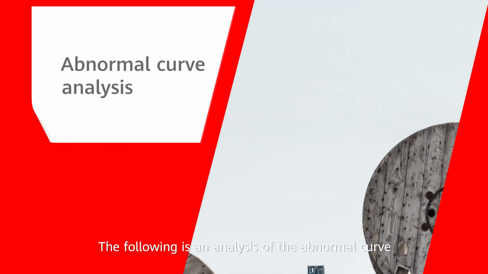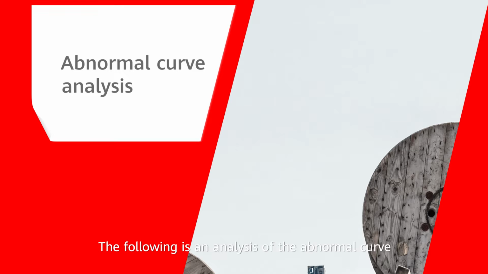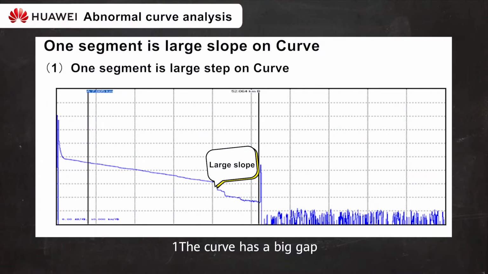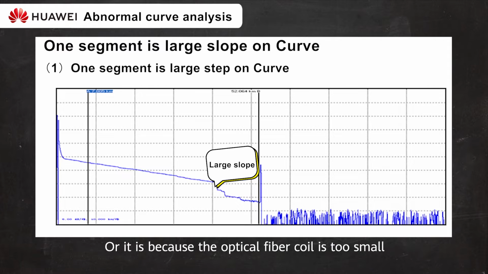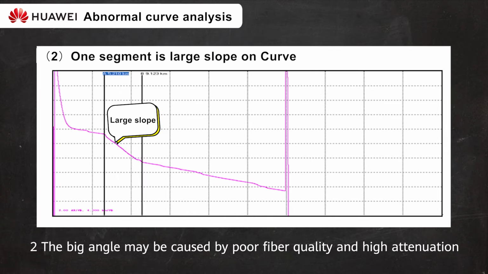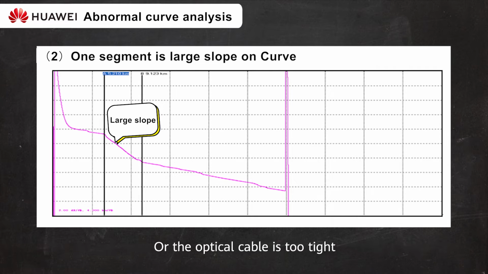The following is an analysis of the abnormal curve. 1. The curve has a big step. This may be caused by the fiber being squeezed at the big step, or the optical fiber coil is too small, or the fusion splicing quality is poor. 2. The big slope may be caused by poor fiber quality and high attenuation, or the optical cable is too tight. The optical cable fiber is not long enough.